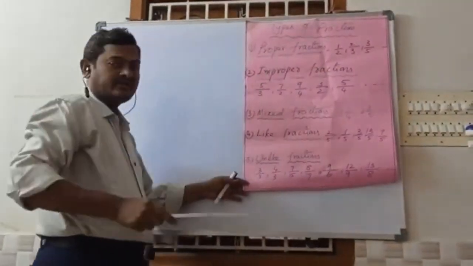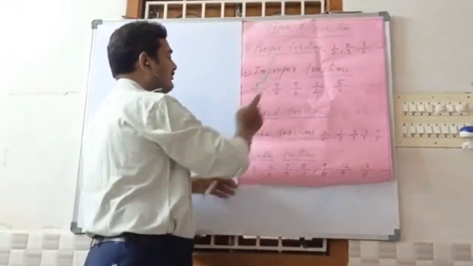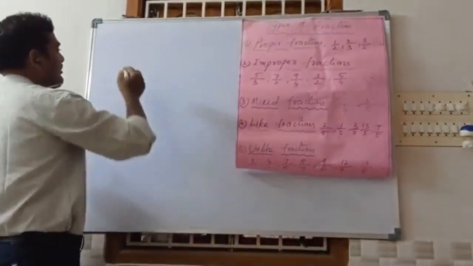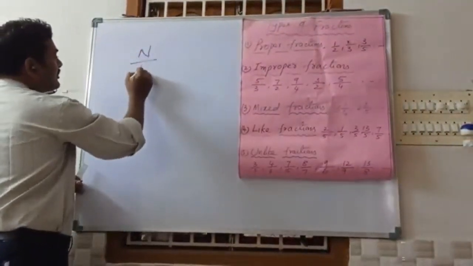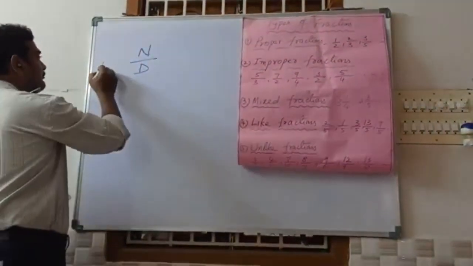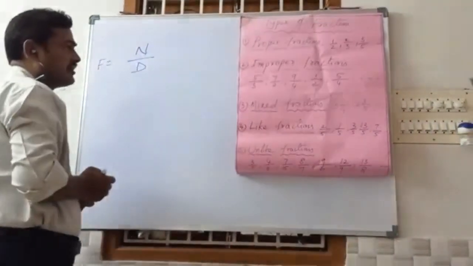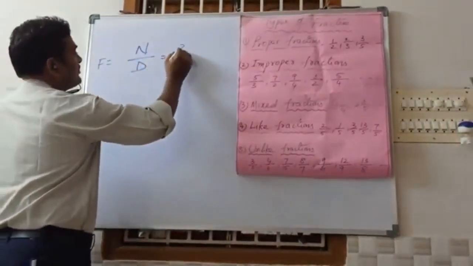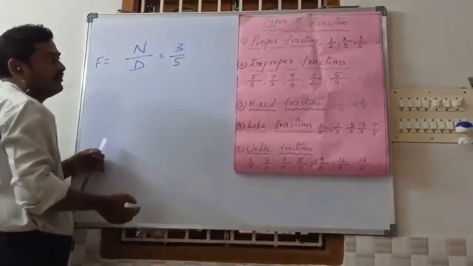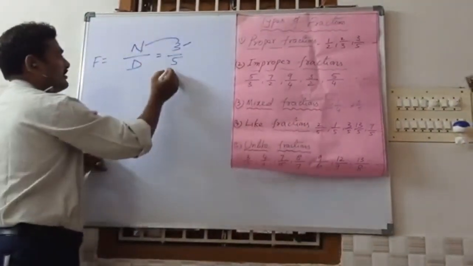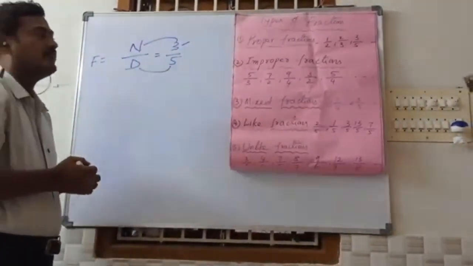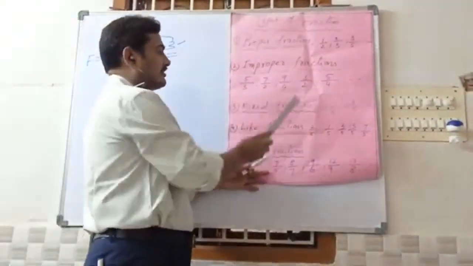What is a proper fraction? In a fraction, there are 2 things we can observe, that means numerator by denominator. Example, 3 by 5. 3 is the numerator and 5 is the denominator.